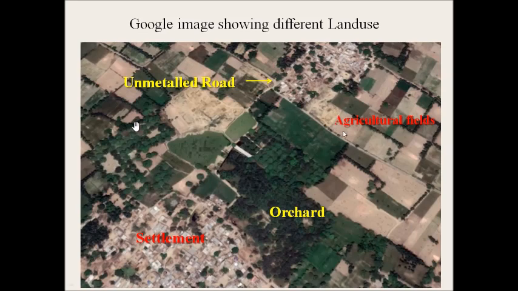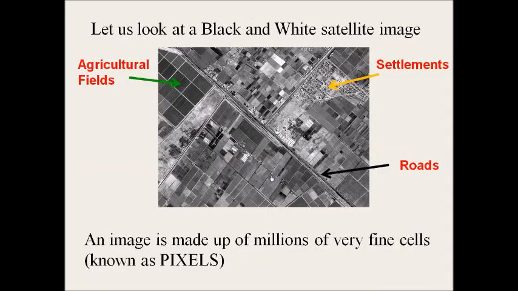Now you can see that these are different crops they are growing because we are seeing different reflectance patterns of the different parts of the electromagnetic spectrum. Of course, some other parameters are also used which we'll be discussing later on. Now we take up a black and white satellite image of a similar area where we have the agricultural fields, the settlements, the roads, etc.